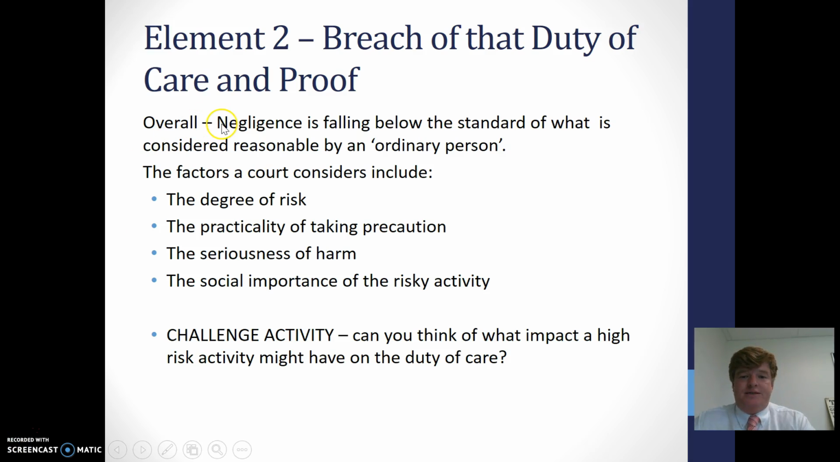Let's quickly talk through these. The ordinary person, the reasonable person is the test. Okay, what does a reasonable person say? And some of the things that the court would look at is, what's the degree of risk? Okay, if you're rock climbing, for example, and you know there's a high degree of risk, you've got to take more care. How practical is it to take precautions?